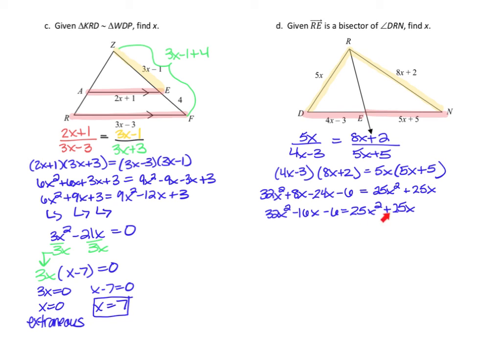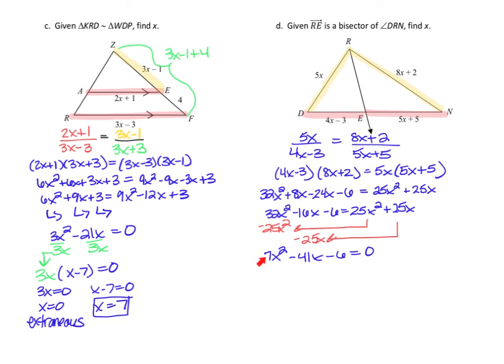Next, I'm going to subtract these terms to the other side and combine my like terms. So let's subtract the 25x squared, and then we're also going to subtract the 25x. That will give me 7x squared minus 41x, and then don't forget we have this negative 6 over here. That didn't combine with anything on the other side, so we're just going to write it at the end. All of this is going to be equal to 0.